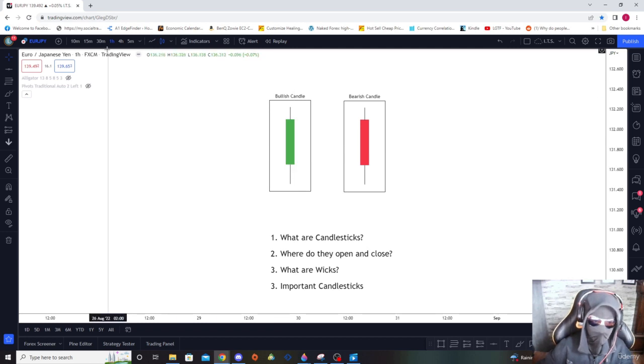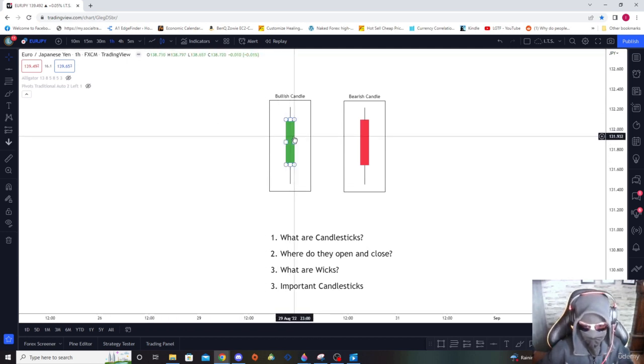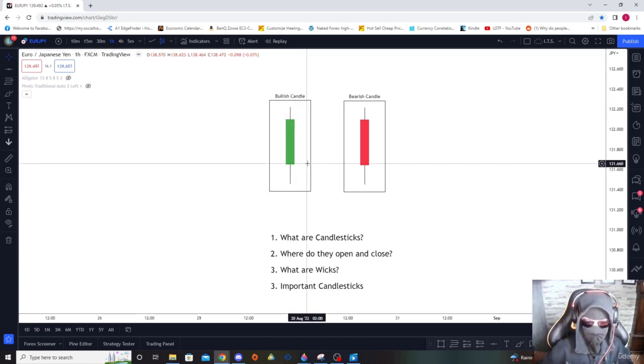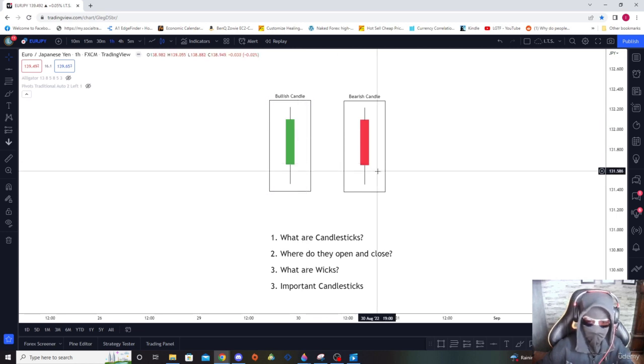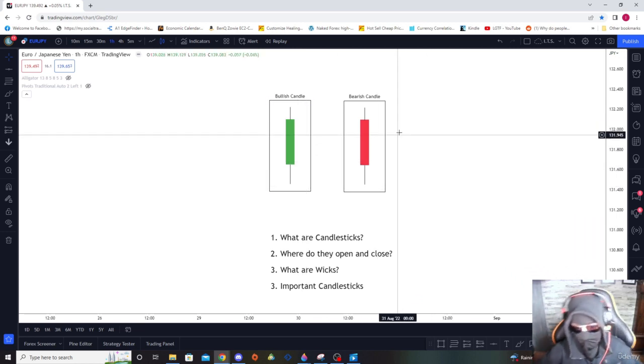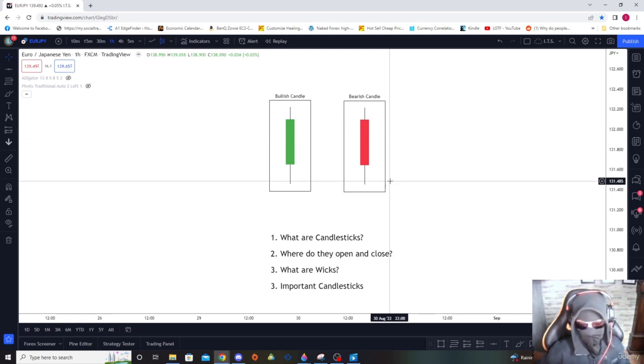So right now I'm on the 1 hour. If I got a candle like this with a bullish candle, it represents how much price moved up in that 1 hour, and with a bearish candle it shows how much price moved down in that 1 hour.